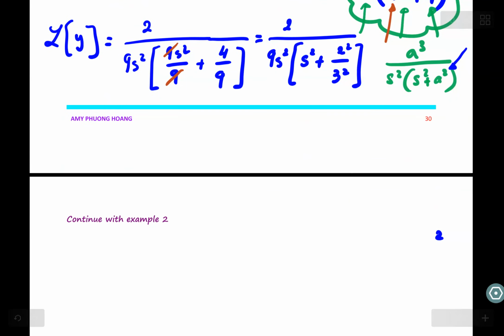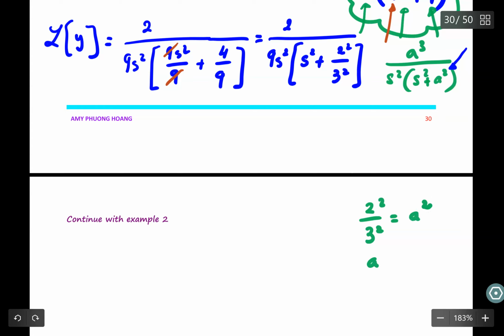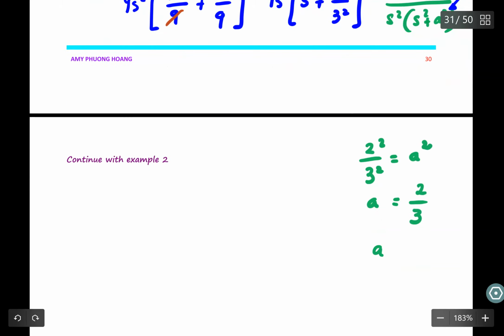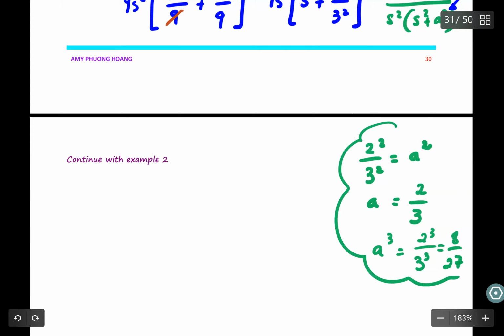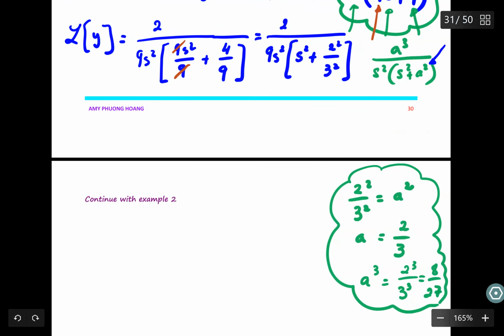From here, I can figure out that if 2 squared divided by 3 squared is equal to a squared, then a is equal to 2 over 3. From this you can find a to the exponent 3. You raise this to exponent 3, and I should have 8 over 27. Keep that in mind: a cubed equals 8 over 27. So let's see what we have.